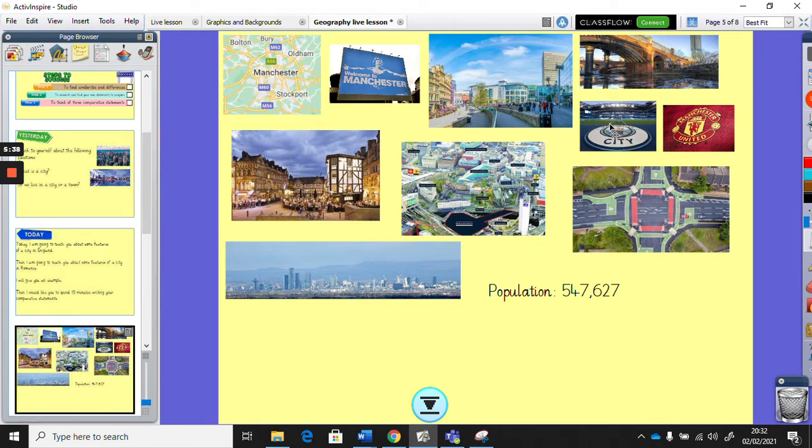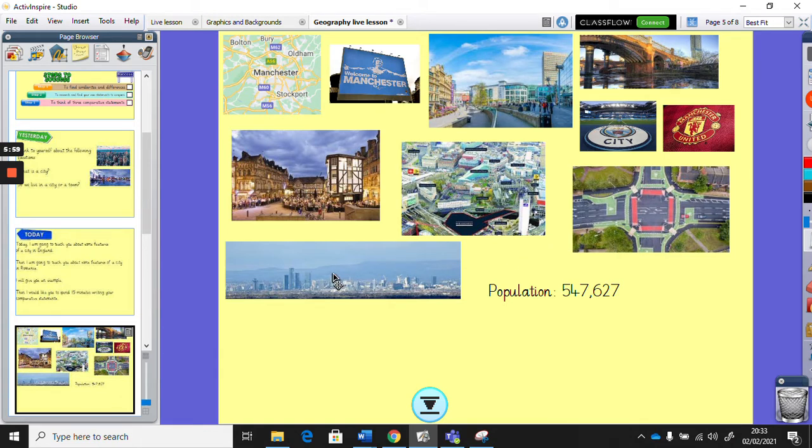Here, I've got two pictures that you might recognise of the football teams in Manchester. There are two big football teams in Manchester, Manchester City and Manchester United. They are rivals, which mean they don't like each other. Whenever they play each other, things can get pretty heated.